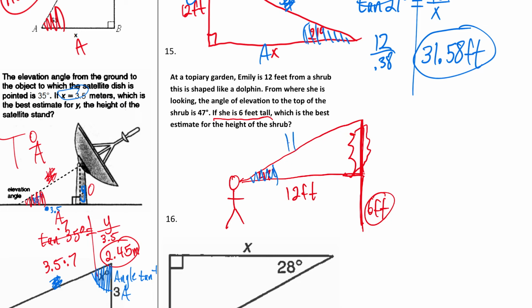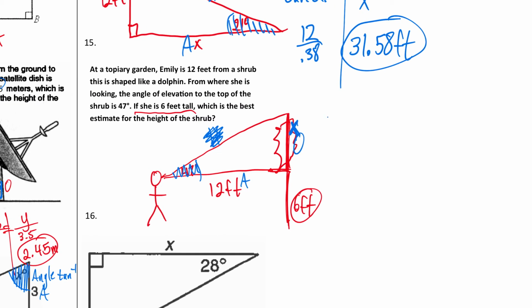All right, so 47 degrees, we have H, A, and O. This is the side I'm looking for. So on this one, I don't care about the H. I want to know how tall this shrub is, so there's the X. So we have O and A, tangent. So we have tan of 47 degrees equals the opposite X over the adjacent 12. So tan of 47 is 1.07. I'm going to multiply. So 12 times 1.07, and that gives me 12.84.